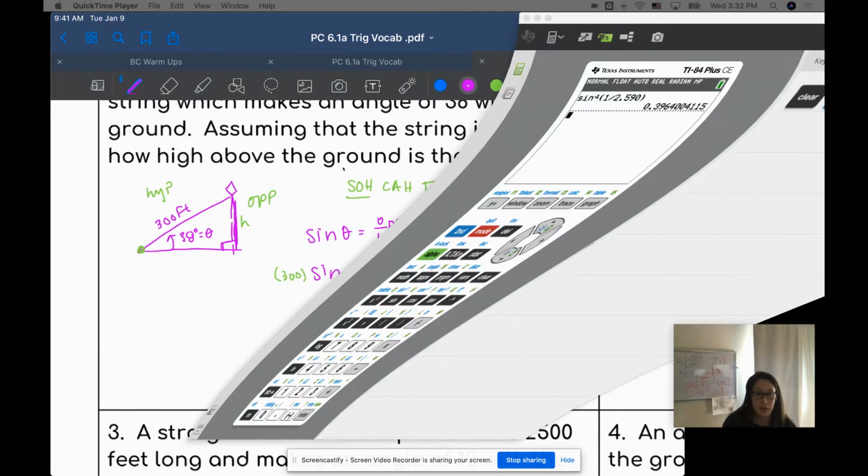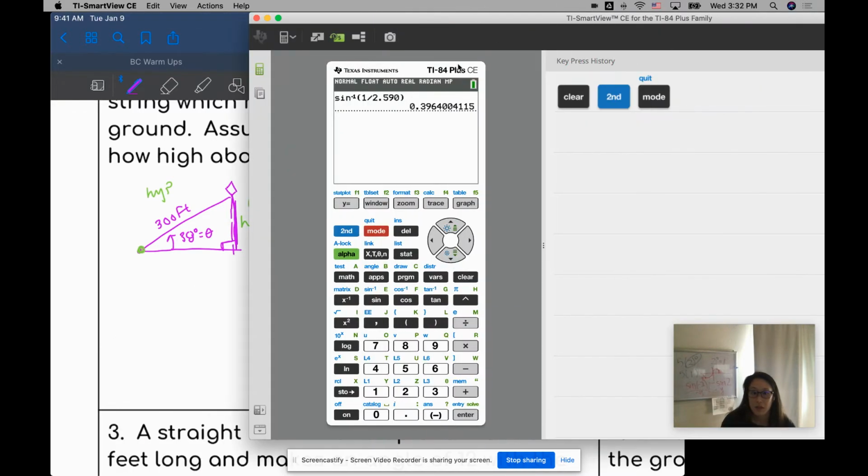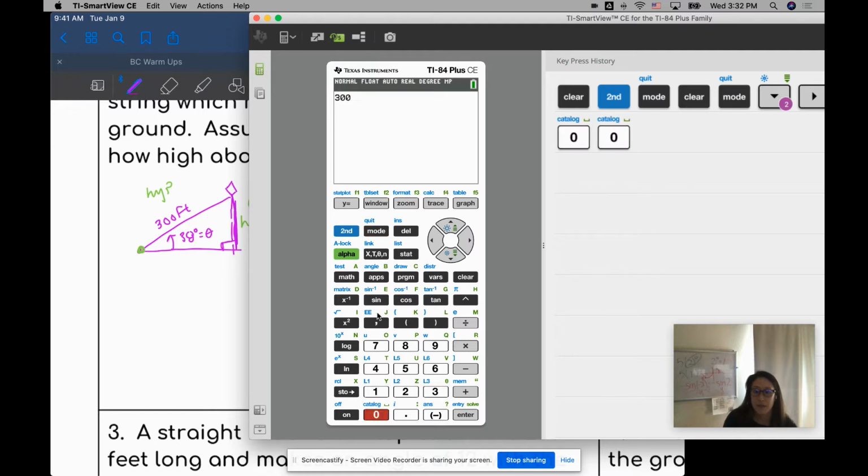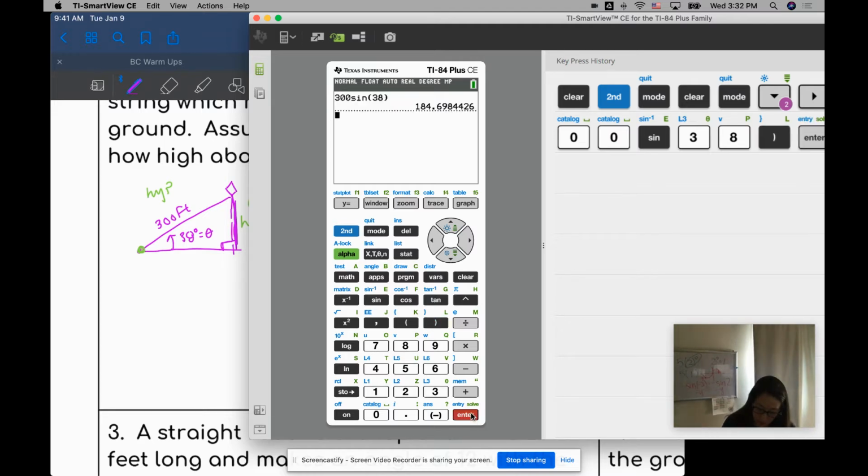So I'm going to use my calculator, and I'm going to go ahead and make sure my mode is set to degree mode because we haven't done anything in radians yet. So degree, enter, press 300 times the sine of 38 degrees, okay? And I get 184.9698, which rounds to 184.70. Okay, so this is my rounded value.